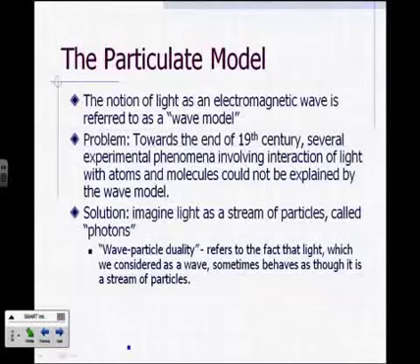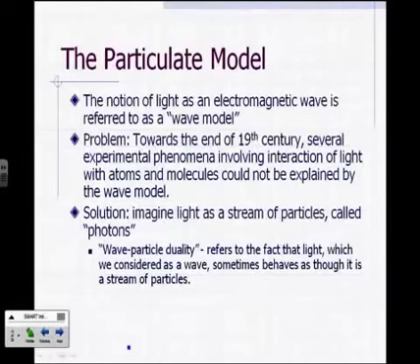At the end of the 19th century, there were several experimental phenomena that could not be explained by thinking of light as a wave. These phenomena generally dealt with the interaction of light with atoms and molecules. When you have light interacting with small particles like atoms and molecules, the behavior of the light could not be explained by thinking of it as a wave.